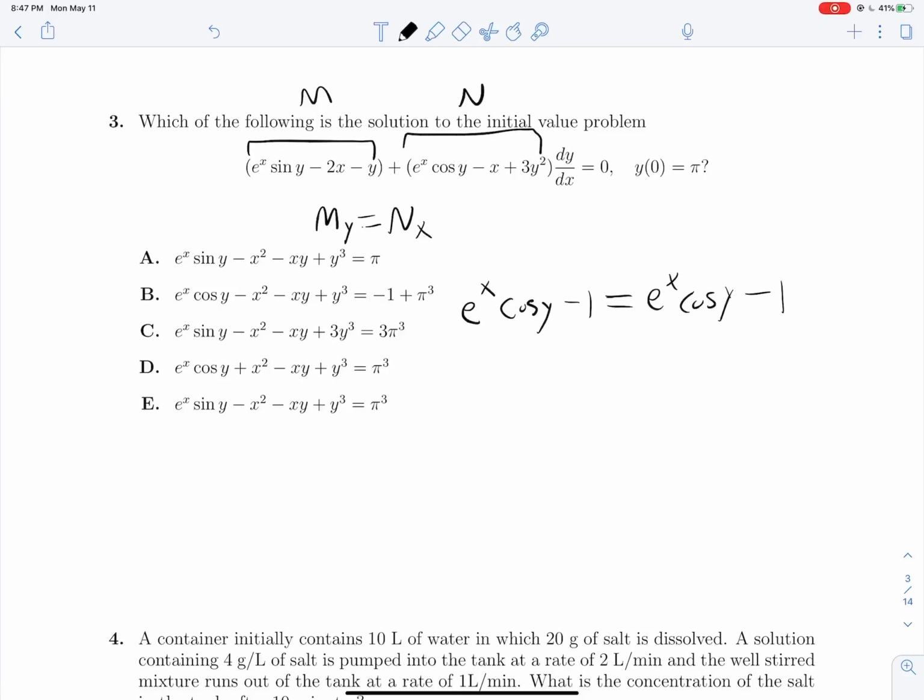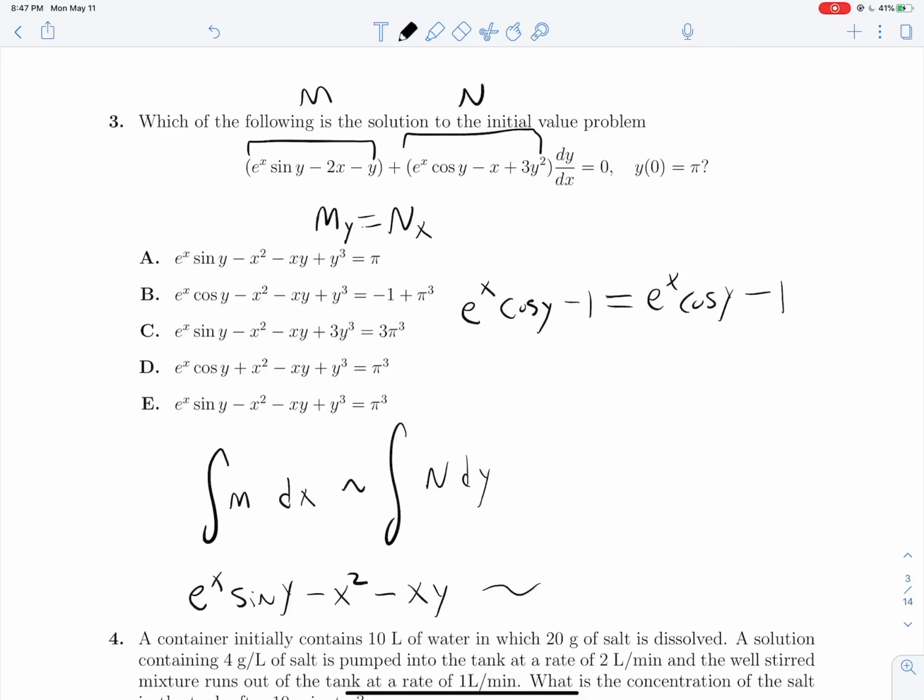All we need to do is take the integral of M dx and compare it with the integral of N dy. So the integral of M dx will give us e to the x sine y minus x squared minus xy, and let's compare the terms that we found from that with the integral of N dy. That gives us e to the x sine y minus xy minus y cubed.